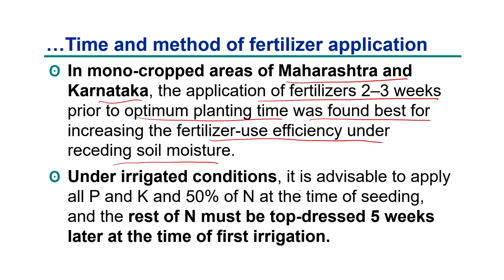Under irrigated conditions, it is advisable to apply phosphorus and potassium and 50% of nitrogen at the time of seeding, and the rest nitrogen must be top dressed 5 weeks later at the time of first irrigation. So overall you can see you have to place phosphatic and potassic fertilizer basally, and also 50% nitrogen should be applied basally, and remaining 50% nitrogen should be top dressed after 5 weeks of crop at first irrigation.